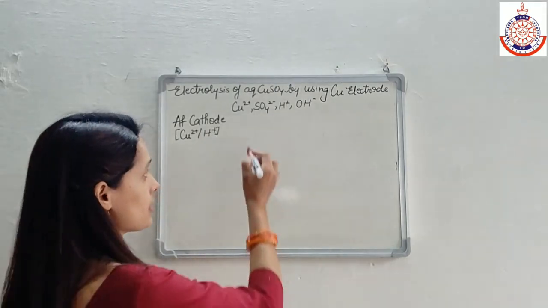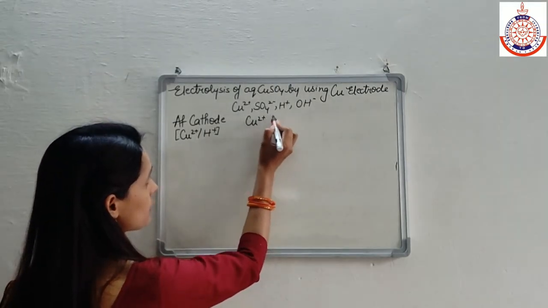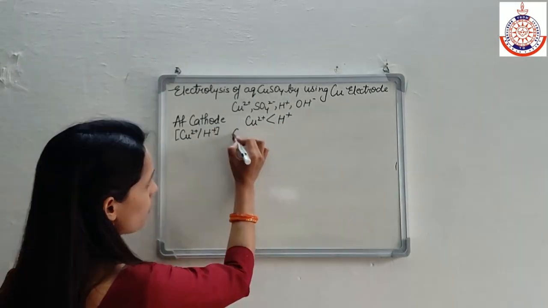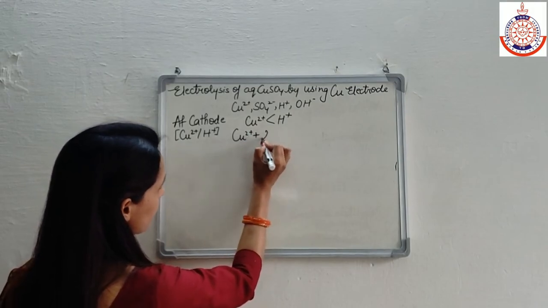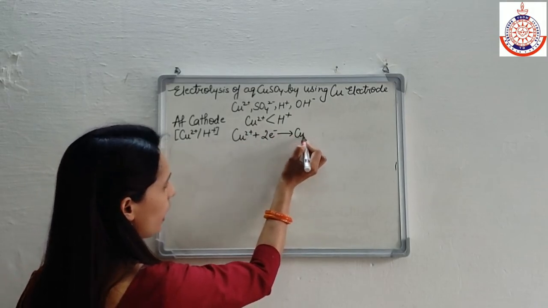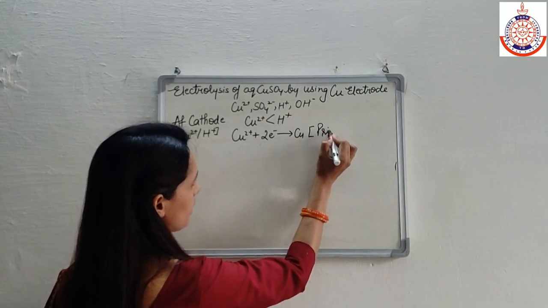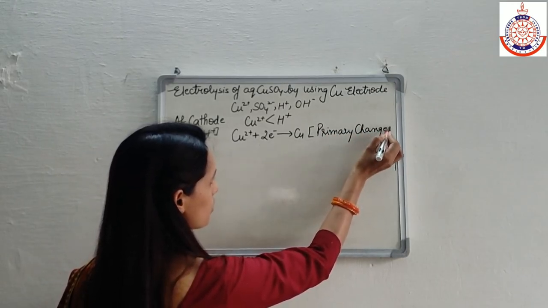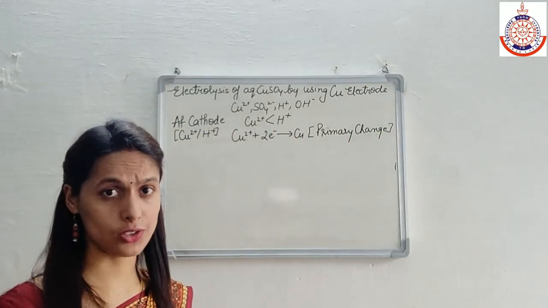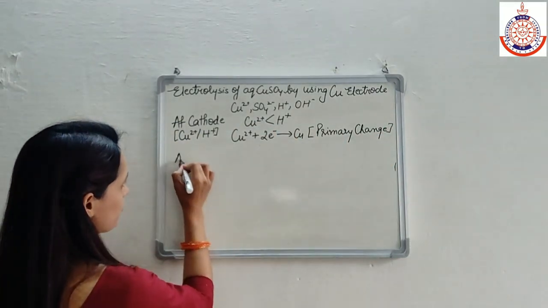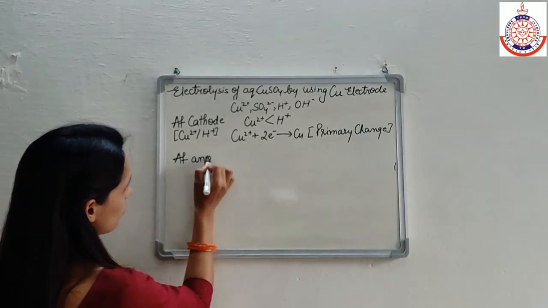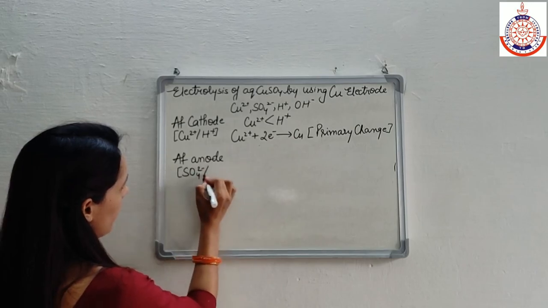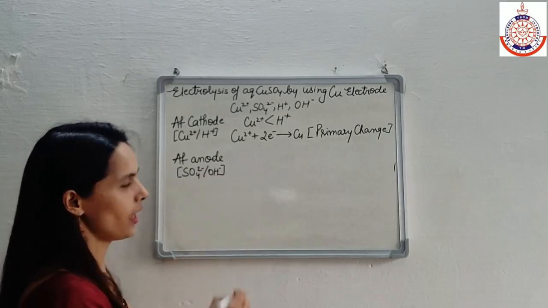Now we know that the discharge potential of Cu2 positive is less than that of H positive. So Cu2 positive gains 2 electrons and gets converted into Cu. I get the result on the basis of the primary change, the product on the basis of the primary change. But now the role of the electrode. At the anode, I have SO4 2 negative and OH negative.